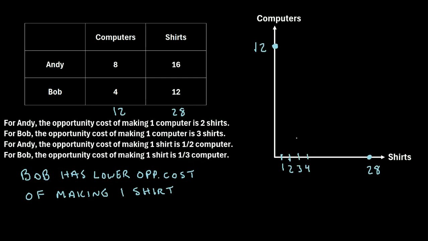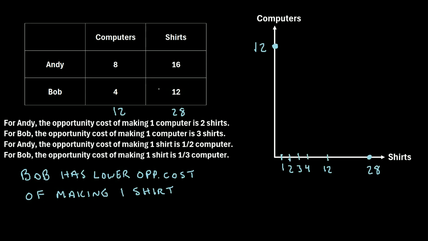And for each of these, we'll see that Bob should make these all the way up to his maximum potential production for shirts, which would be 12. So let's say 12 is right about here. But once we hit 13 right here, we'll notice that Bob is not capable of making more than 12 shirts. So his maximum production of shirts would be 12.